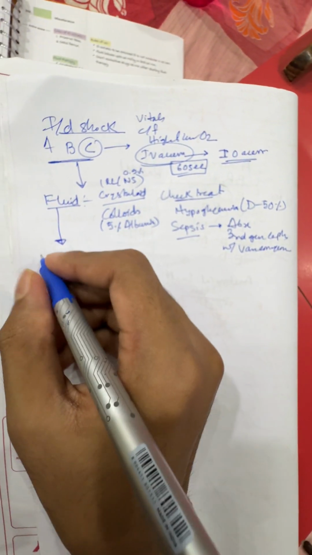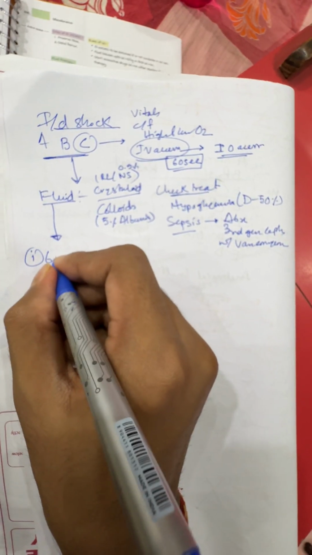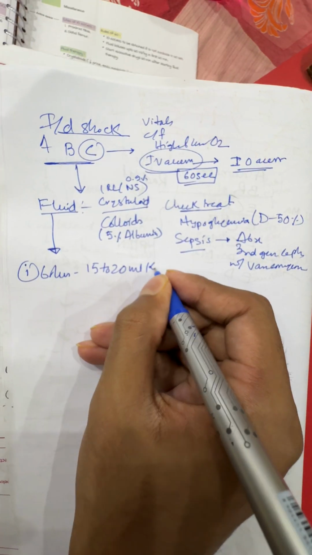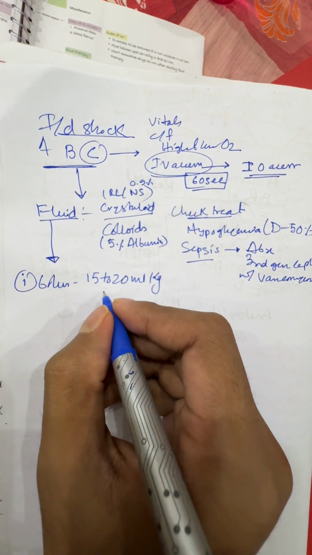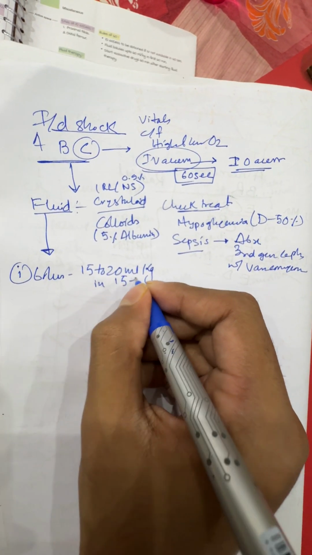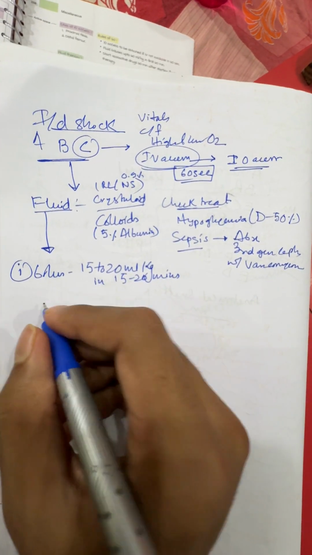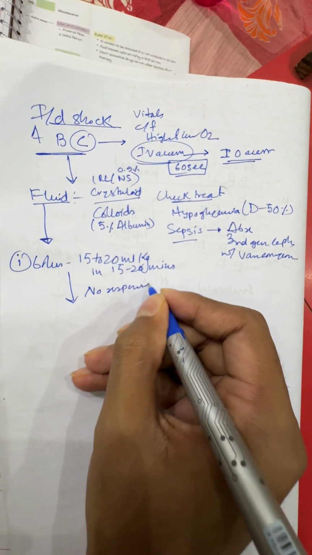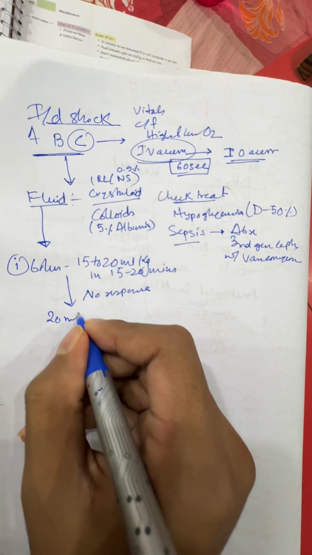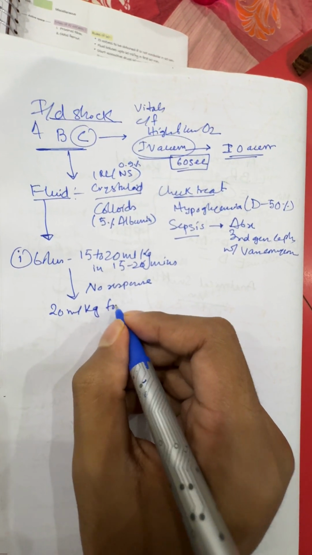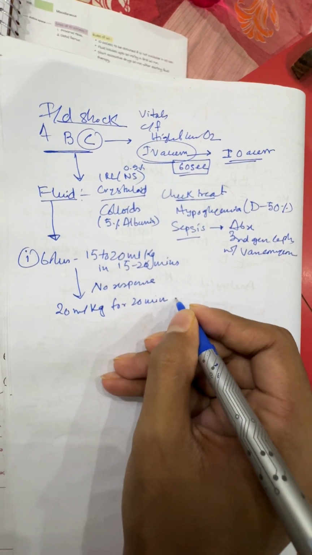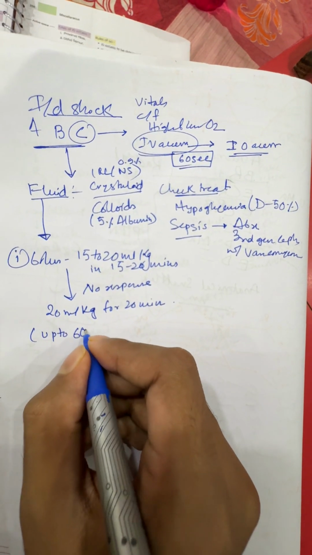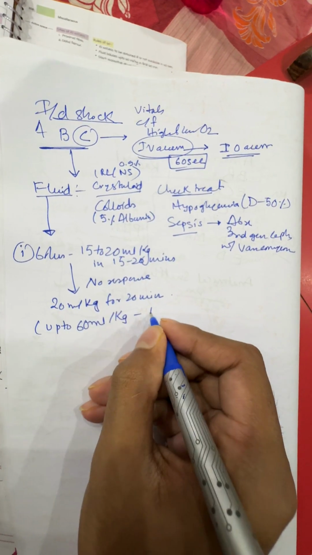What will be the dose? The first initial bolus will be 15 to 20 ml per kg in 15 to 20 minutes. Followed by that, if there is no response, we can go up to 20 ml per kg again for 20 minutes, and it can be repeated up to 60 ml per kg in the first hour.